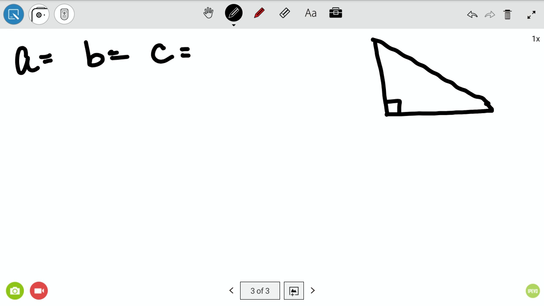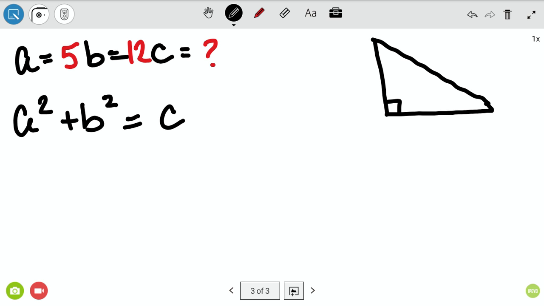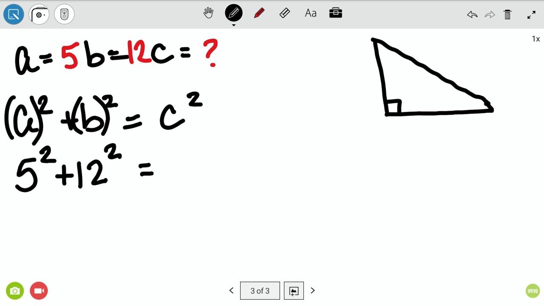So first, let's do an example where you're given the value. So you're given A equals 5, and you're given B equals 12, and you don't know C. C is the unknown, okay? So again, keep in mind, A squared plus B squared equals C squared. That is always your go-to equation. So I'm going to plug in, for A, a 5. For B, I'm going to plug in a 12. And for C, I'm just going to leave it C squared because I don't know what C is. That's what I'm trying to find.